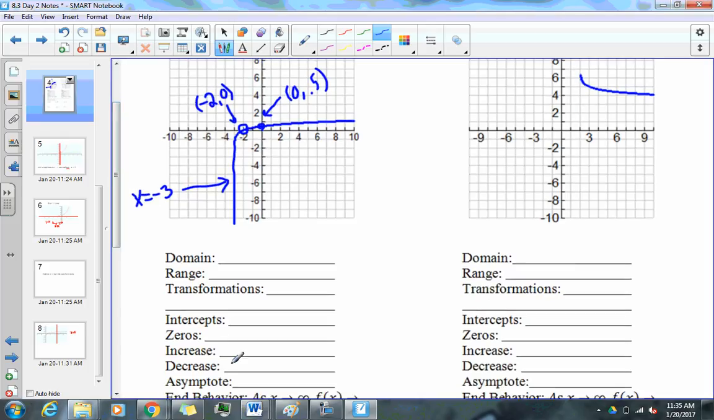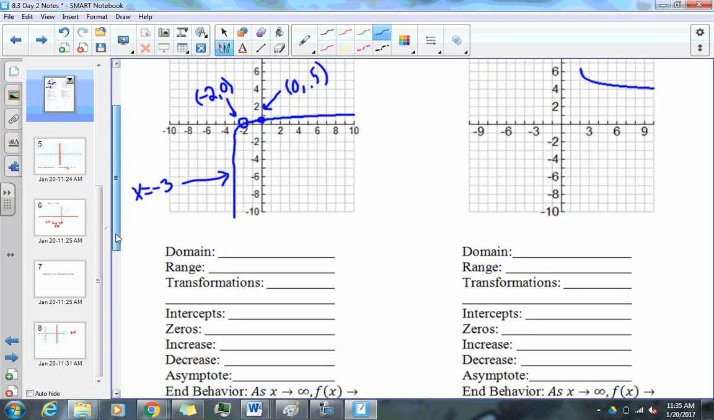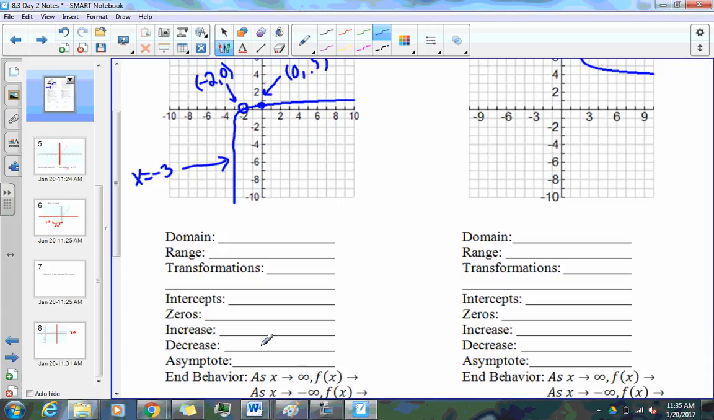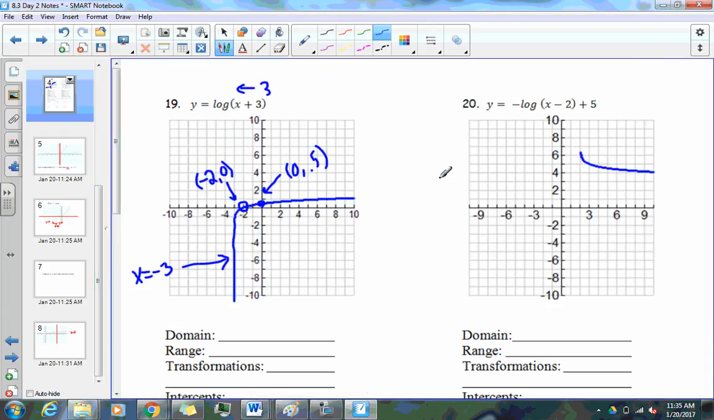Now, when we're talking about increase and decrease, asymptote, and end behavior, we'll talk about all that when we see each other again. But what we're paying attention to mostly is the transformations. For question number 20, you have negative, which is reflection, x minus 2, which means you'll be going to the right 2, and plus 5, which means you'll be going up 5. Now remember, continue to draw the asymptote. There it is. There's my asymptote, which will be x equals 2, because if I drew this asymptote, it cuts right through 2.